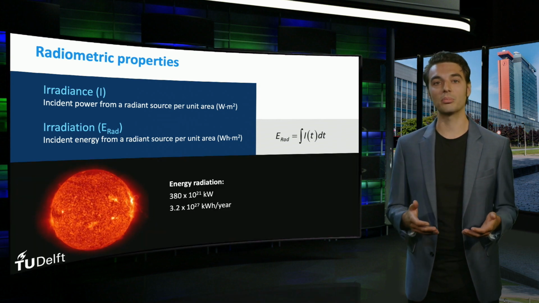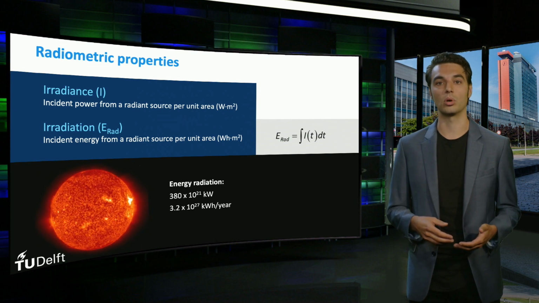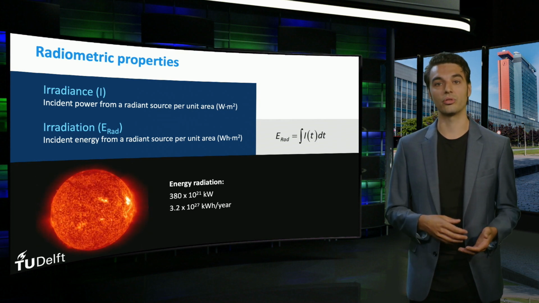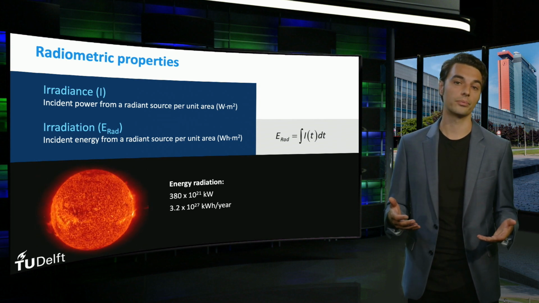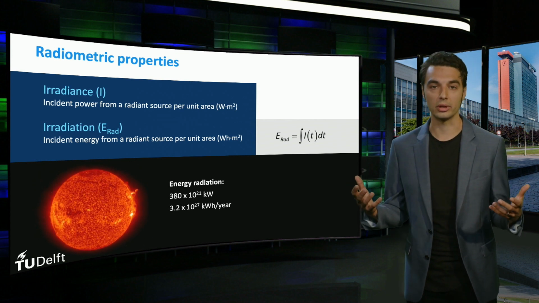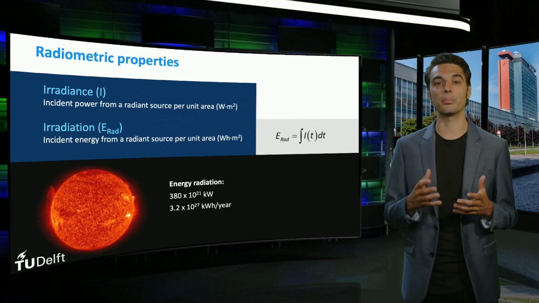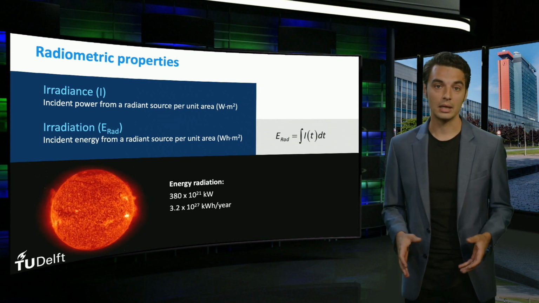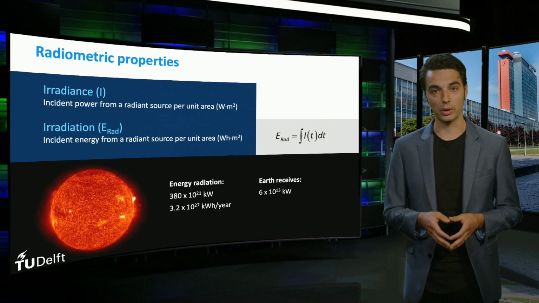The power emitted by the sun amounts to about 380 times 10 to the power 21 kilowatts, which amounts to about 3.2 times 10 to the power 27 kilowatt hours per year. The sun emits light more or less equally in all outgoing directions. Earth therefore only receives a tiny fraction of the power radiated by the sun. This tiny fraction sums to about 6 times 10 to the power 13 kilowatts.